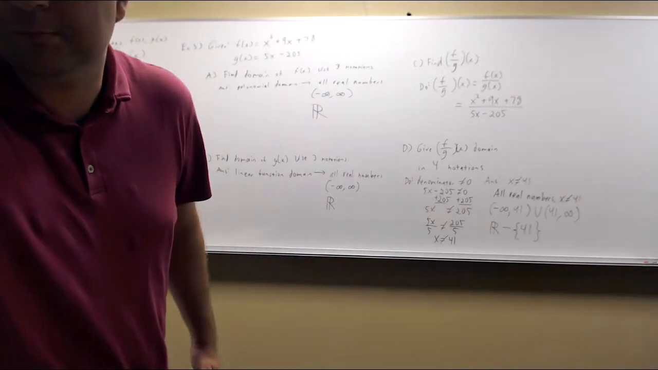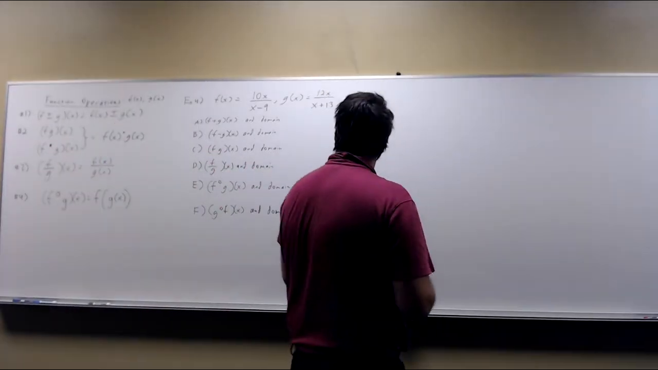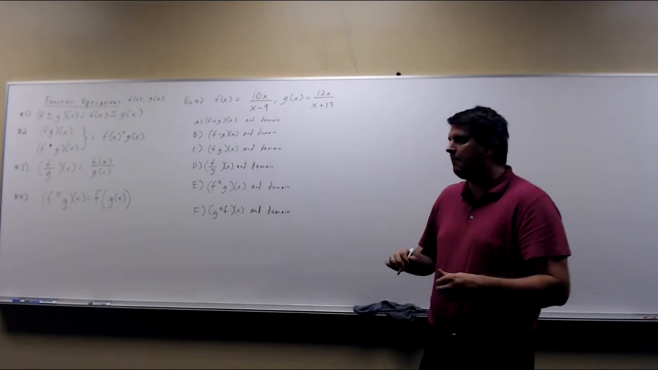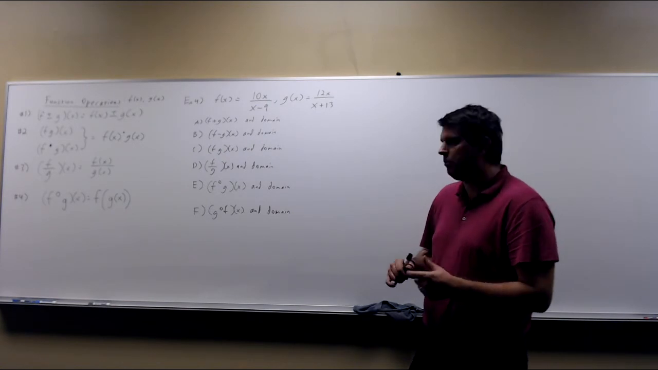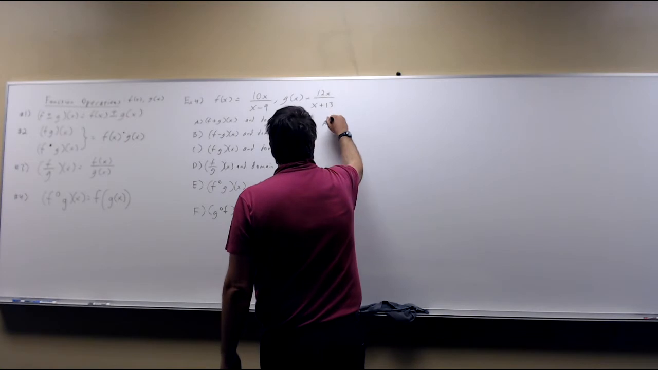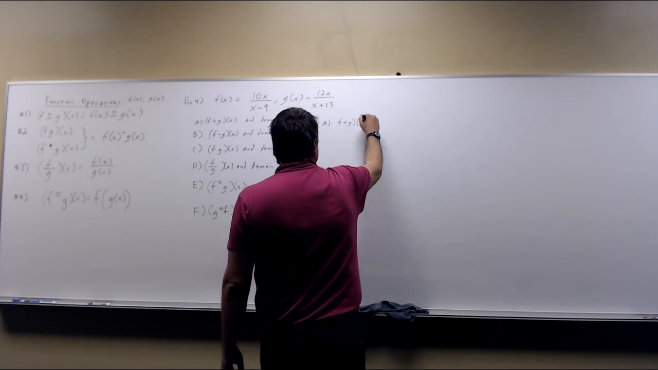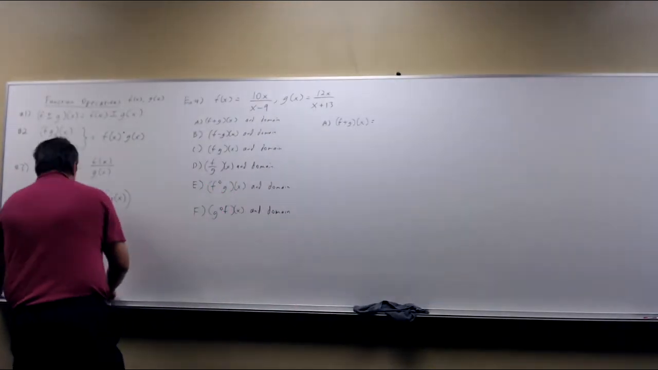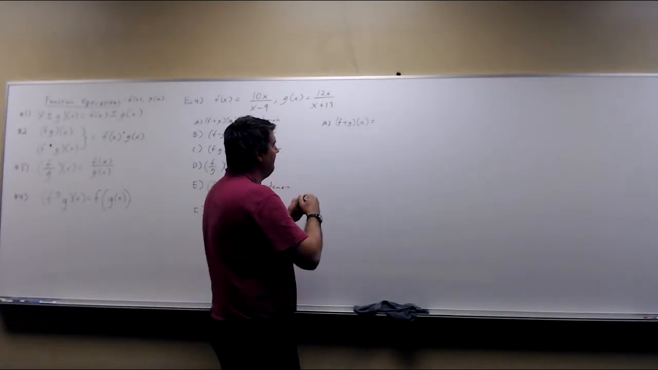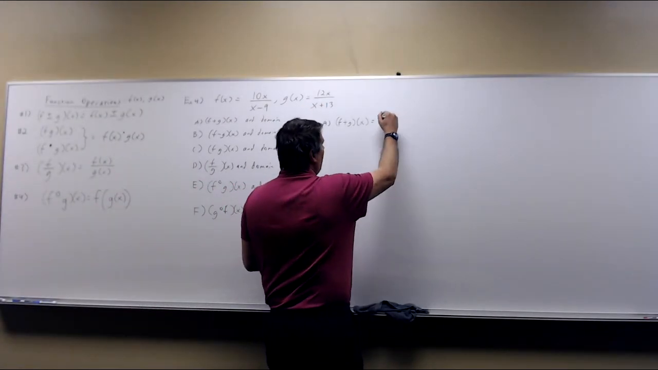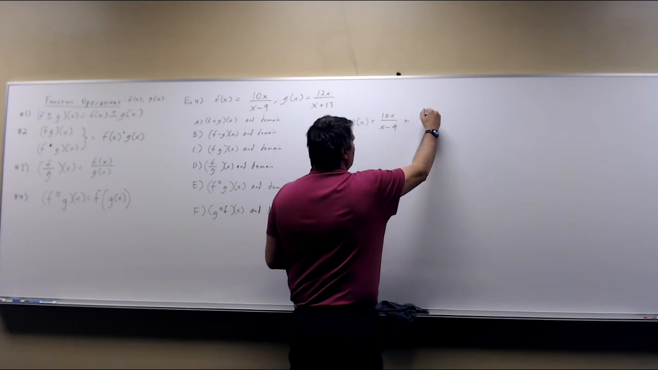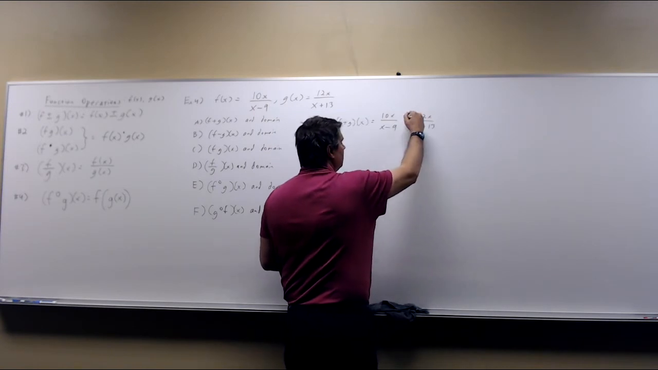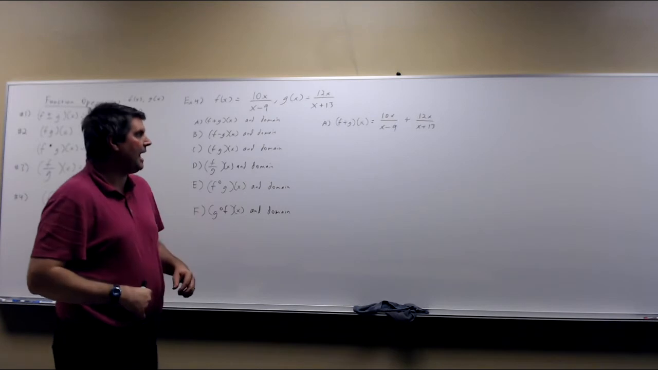All right, I don't think I'm going to be able to fit all of these on the board, okay, at one time. So I'm going to do parts of it and erase as we go. Okay, so part A, f plus g of x equals f of x plus g of x. So that's going to be 10x over x minus 9 plus 12x over x plus 13. All right, that's it. Okay, now the domain.